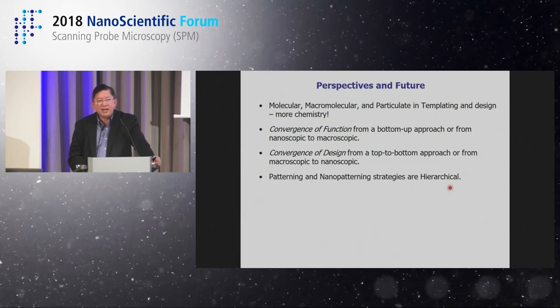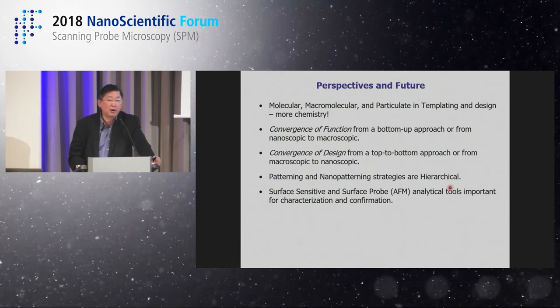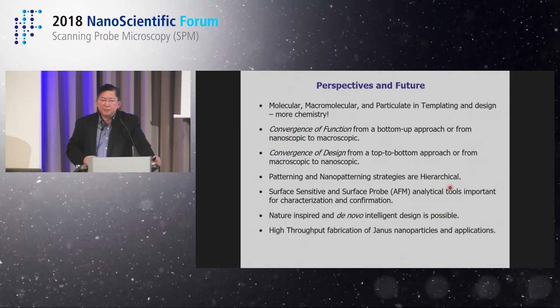I've shown that patterning, nanopatterning, and templating is possible in a hierarchical manner, emphasizing the importance of surface probe microscopy and a number of characterization methods such as ToF-SIMS, SEM, XPS, and so on. I've also shown that nature inspires us to make various designs, and that it's possible to have high throughput production of Janus nanoparticles using the emulsion technique that we described. So with that, I'd like to thank you and I'm happy to answer any questions.